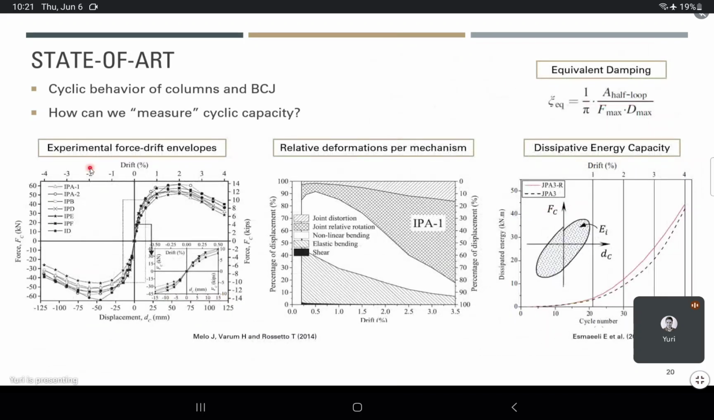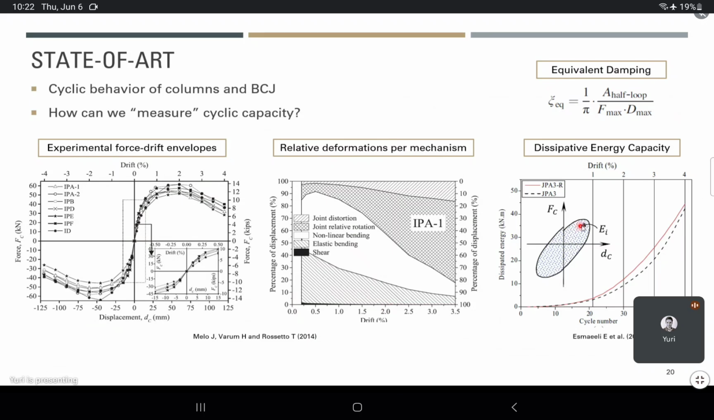Here are some examples of results that are expected. These are the envelope force drifts. These are relative deformations per mechanism, where we can assess joint distortion, nonlinear bending, elastic bending, and shear distortions. As you can see, shear is a very tiny proportion of the overall deformation.